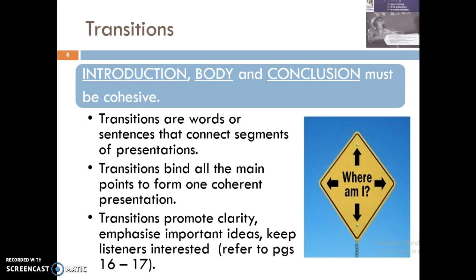Other than the golden rules, transitions are very important. And what are transitions? They are actually words or sentences that connect segments of the presentations. Transitions bind all the main points to form one coherent presentation. It promotes clarity and emphasizes important ideas while keeping the listeners interested. So turn to pages 16 to 17 to see the different types of transitional phrases.